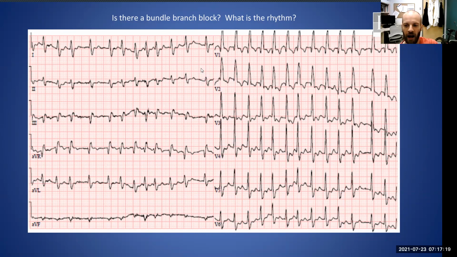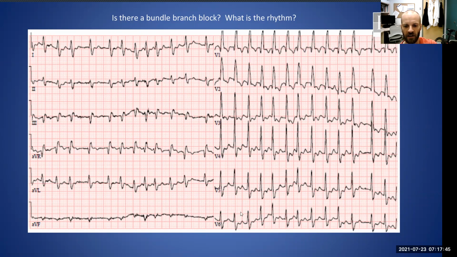I'm afraid I'm going to go with Claude. I think Claude's right here. So there is an RSR prime pattern. You remember it can be present in V1 or V2, and it's not the easiest to see, but we do have an initial deflection that's positive, that then goes negative, that then goes positive again. So this is a right bundle branch block pattern. It's a little bit difficult to see in some of these complexes, but this is a right bundle branch block pattern.